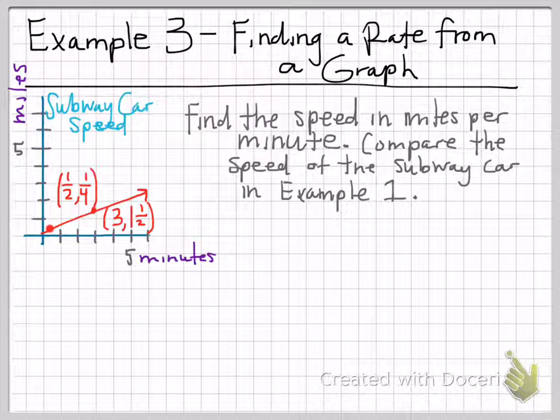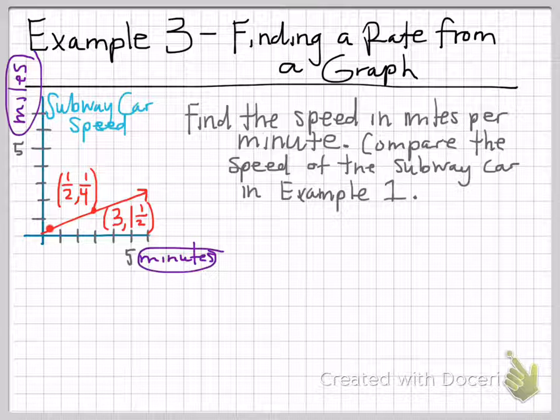Example 3, finding a rate from a graph. Now once again class, we are finding rates. We are looking for rates in all the right places. If you look at the top left corner, you'll see a graph, and graphs tell us a lot of information. That red line that you see is telling us the speed of a subway car. The y-axis is in miles, and the x-axis is in minutes.